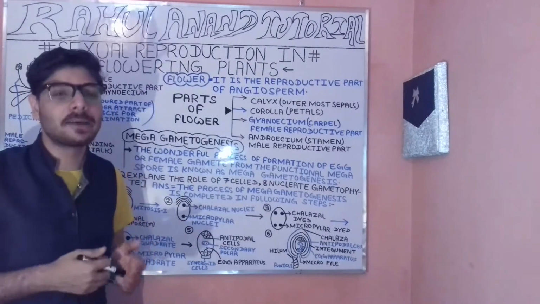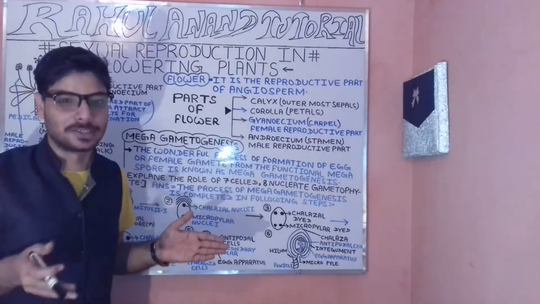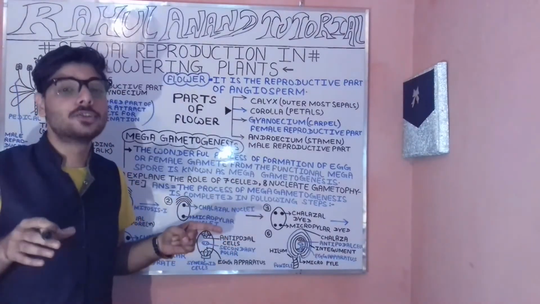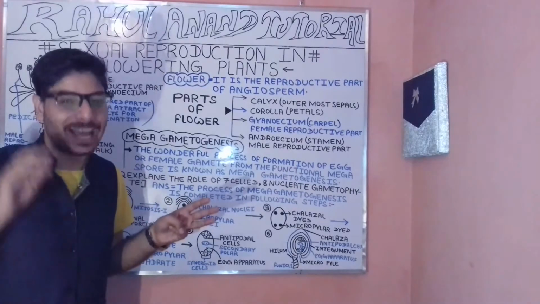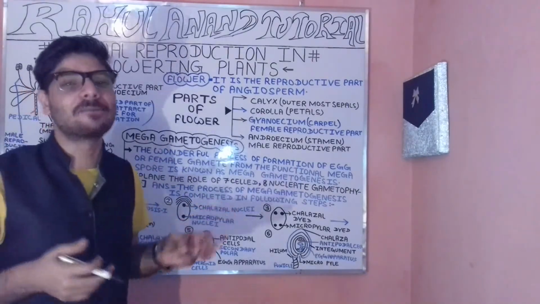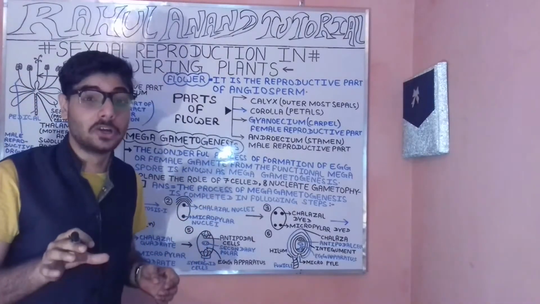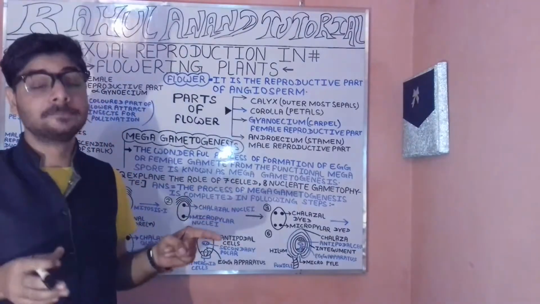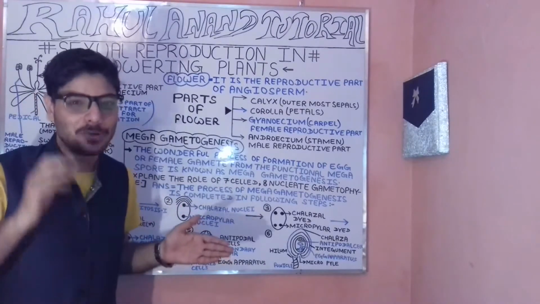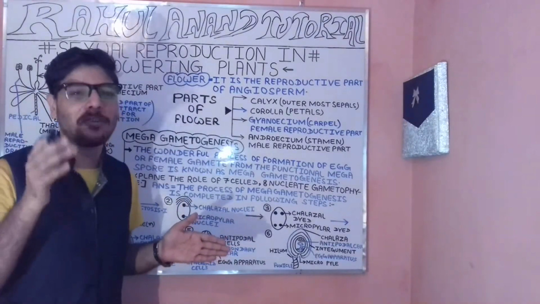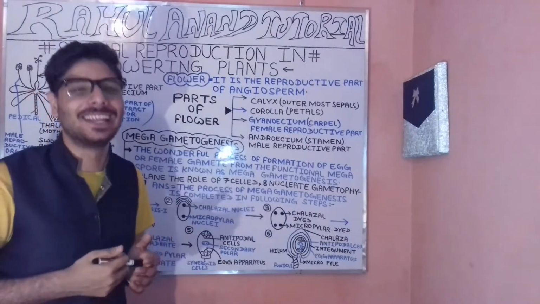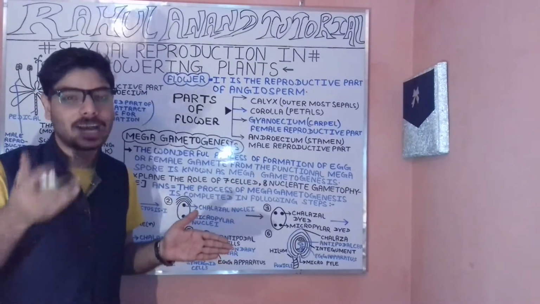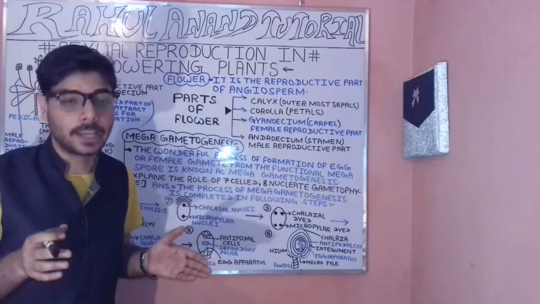Now let's understand what flowers are. Flowers are the reproductive part of angiosperms. When we talk about angiosperms, there are three different eras: the Paleozoic era, the Mesozoic era, and the Cenozoic era. The Mesozoic era is known as the age of reptiles. In the third, the Cenozoic era, it is the age of angiosperms.